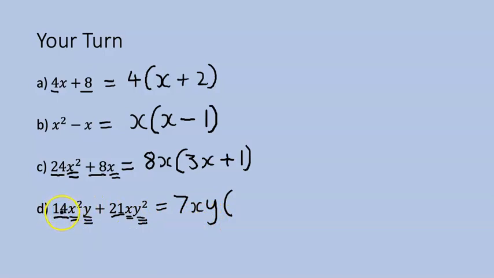Numbers first. 14 divided by 7 gives me 2. X squared divided by x, that's just x. Y divided by y is 1, so I leave it alone. Now I write my plus. 21 divided by 7 gives me 3. X divided by x gives me 1. I leave it alone. Y squared divided by y gives me y. So I'll write the y, close the bracket, and I'm done.